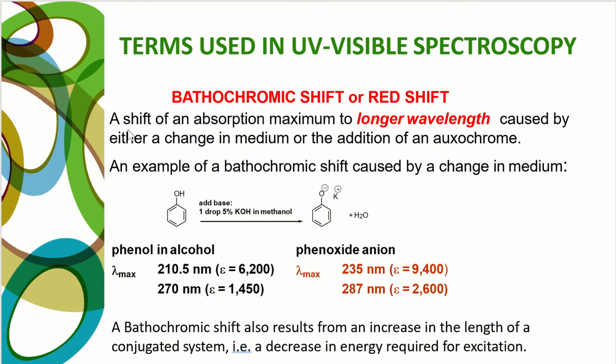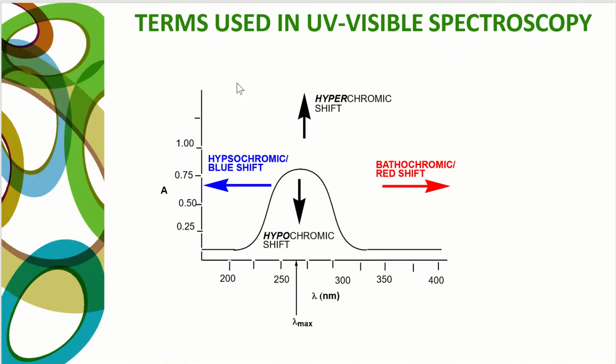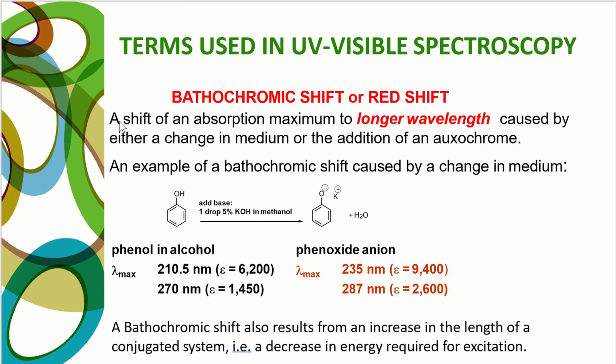All right, so just going to the definition further for our bathochromic shift, and just going back to the diagram, that shifts to the right here, which obviously means an increased wavelength, right? So a shift of an absorption maximum to a longer wavelength caused by either a change in medium or the addition of an oxochrome. So an example of a bathochromic shift caused by a change in medium is seen here.